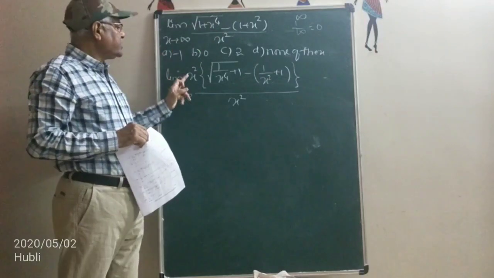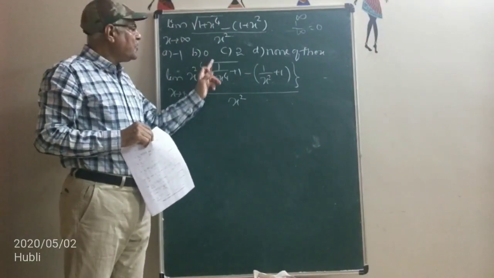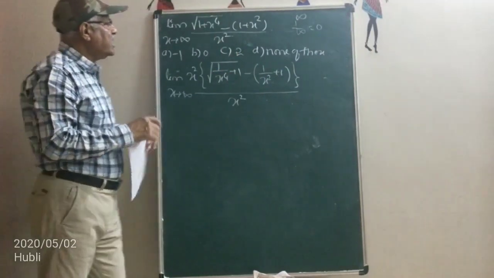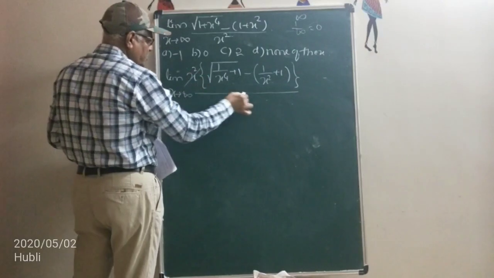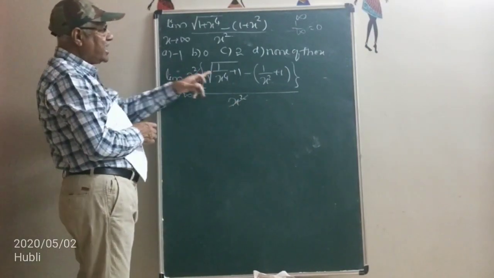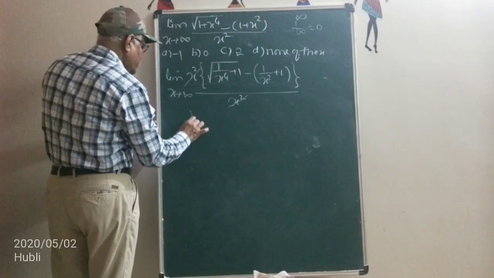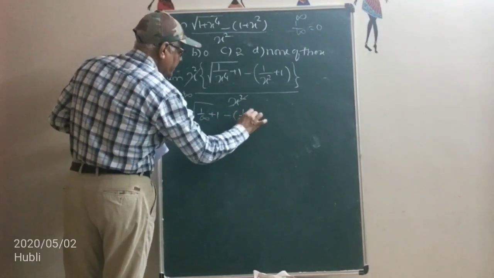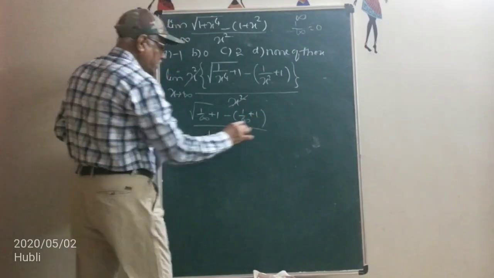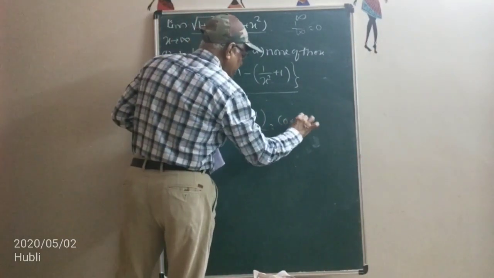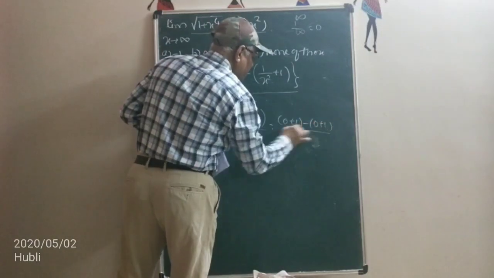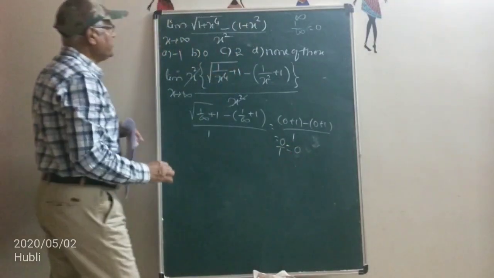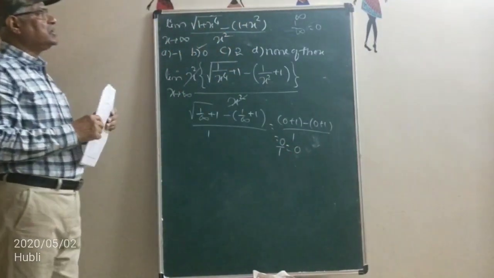Root of x raised to 4 means x square you have taken. So root of 1 upon x raised to 4 plus 1 minus into the bracket 1 upon x square plus 1 divided by x square. Now these x square and x square get cancelled. Now whenever x is there, put x equal to infinity. So that is root of 1 upon infinity plus 1 minus 1 upon infinity plus 1 and divided by 1. Now that is 0 plus 1 and minus of 0 plus 1 divided by 1. What is the numerator value? 0 divided by 1 equal to 0. Which option? The second option is the answer.